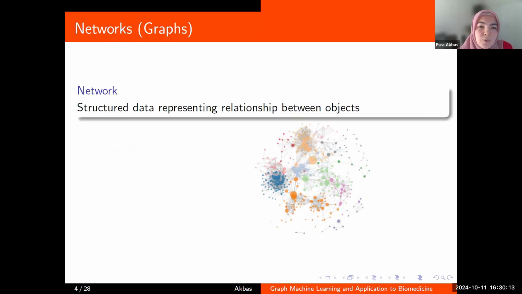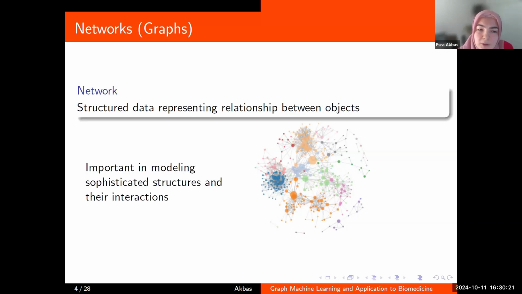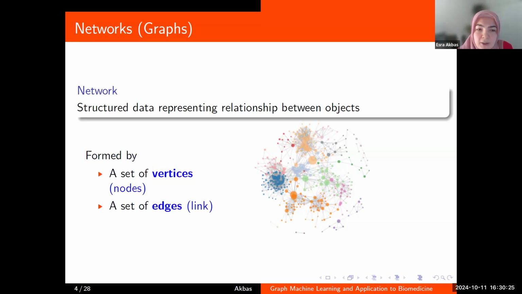In a formal definition, networks, or graphs, are structured data representing relationships between objects. They help us model sophisticated structures and their interactions. In our networks or graphs, we have a set of vertices and a set of edges, as we see in this figure. The dot points are the nodes or vertices, and the connections between them are the edges.